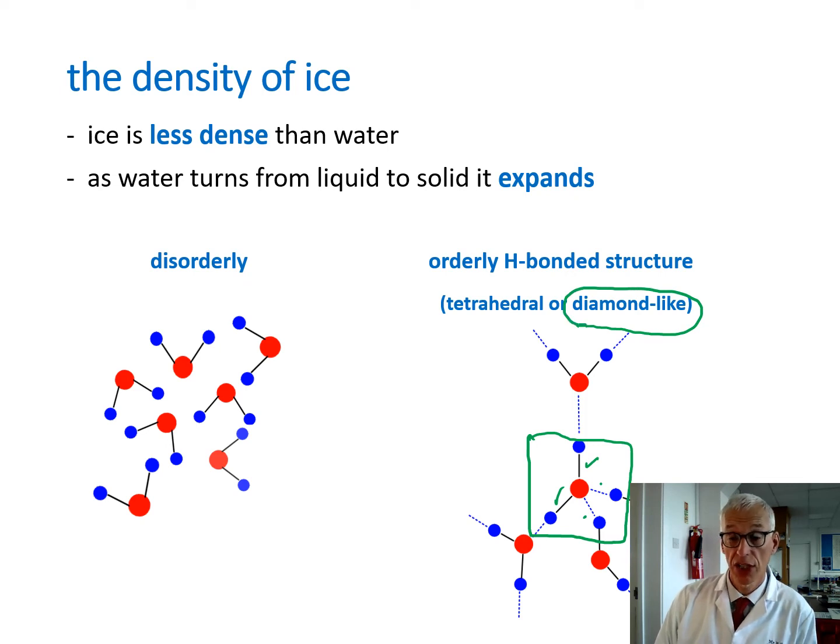And the average distance of the hydrogen and oxygen atoms is greater in the orderly hydrogen bonded structure, the diamond-like structure, than in the disorderly. And hence moving from liquid to solid, we go from disorderly to orderly diamond-like. There's an expansion in the volume of the material.